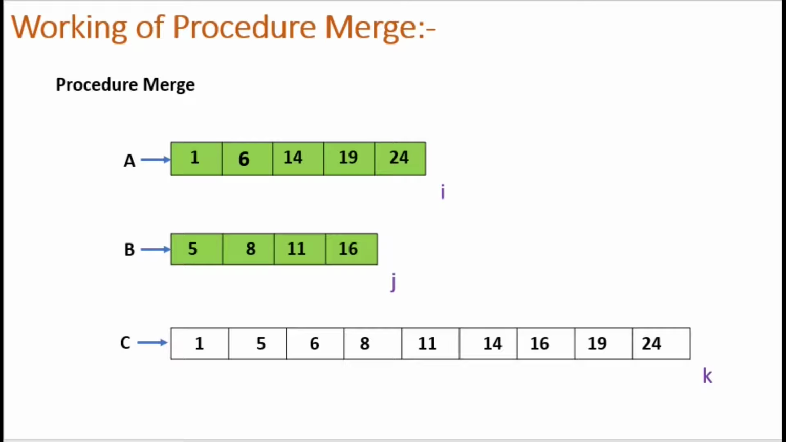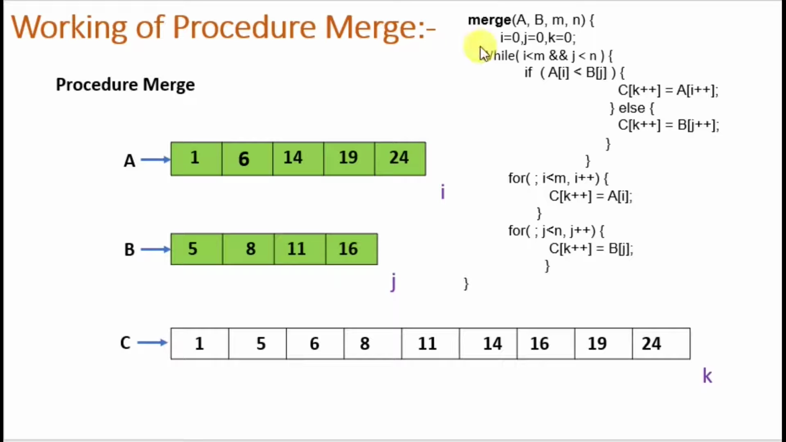Let's dive into the actual implementation of the merge procedure. Here I have written the code of the merge procedure. This is taking two sorted arrays A, B, and the length of the first sorted array, meaning the length of A, is m and the length of B is n. Here I have declared three variables: i equal to 0, j equal to 0, k equal to 0. These are i, j and k which we have initialized here.